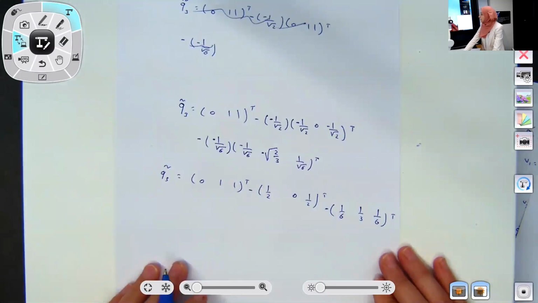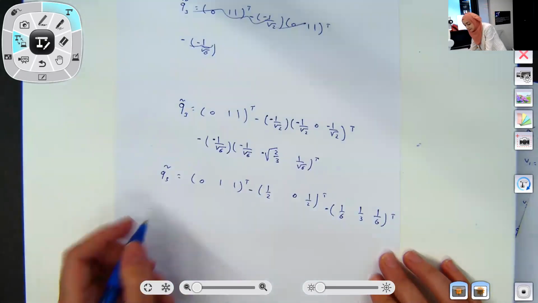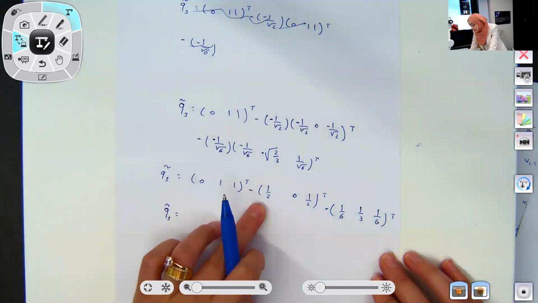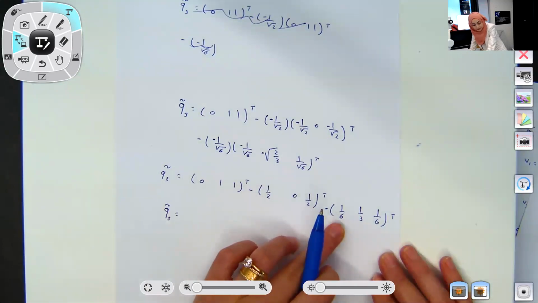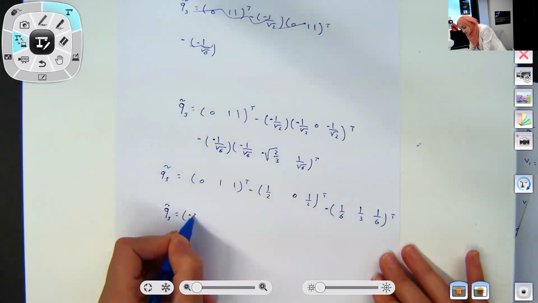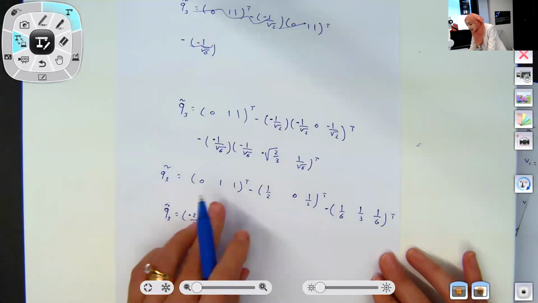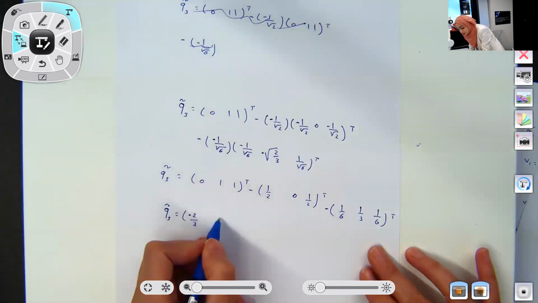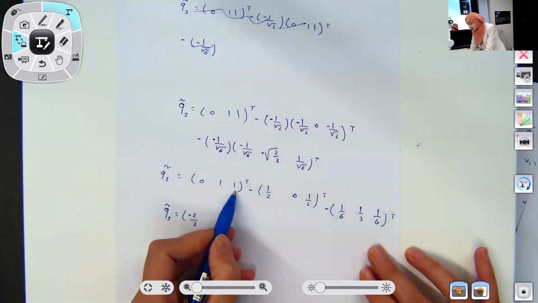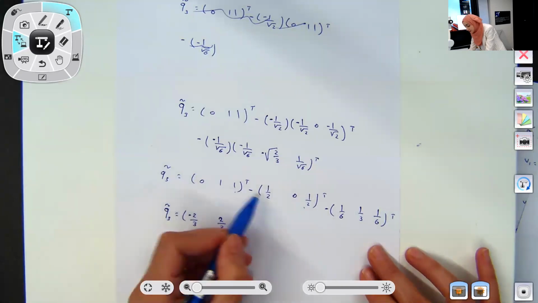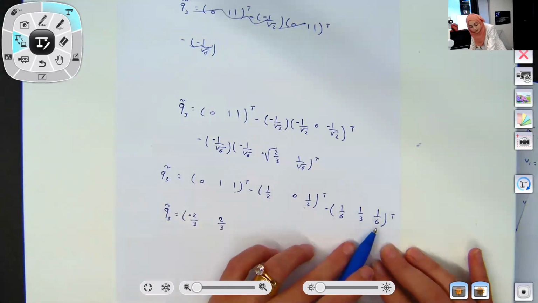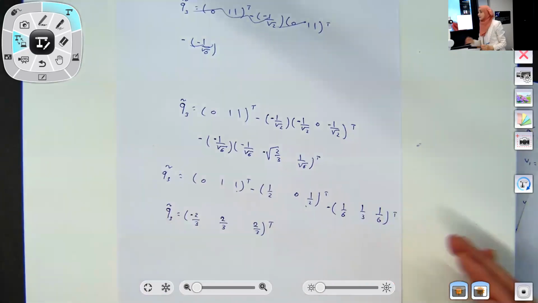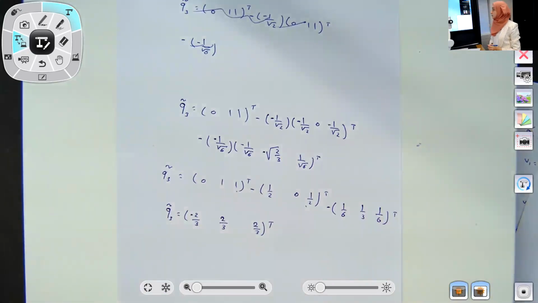Now we just need to find the value of Q3 tilde. So the value of Q3 tilde equals 0 minus 1 over 2 minus 1 over 6. This will give you minus 2 over 3. 1 minus 0 minus 1 over 3. This is equal to 2 over 3. And 1 minus a half minus 1 over 6. This will also give you 2 over 3 transpose. And the value of Q3 tilde is also not equal to 0.